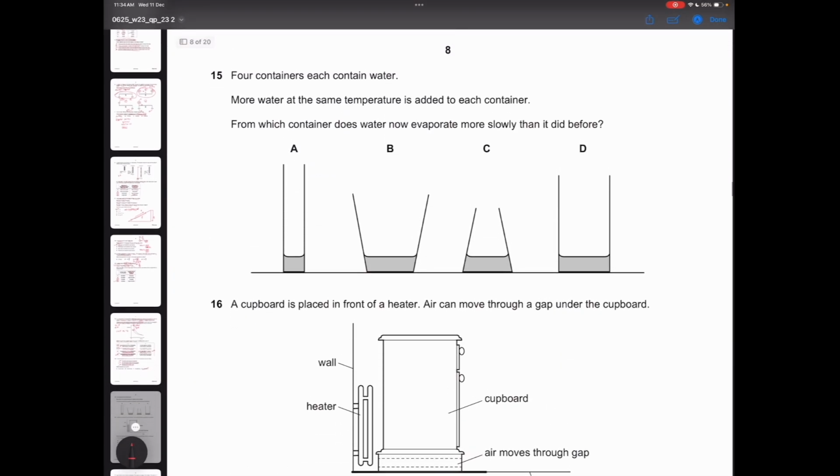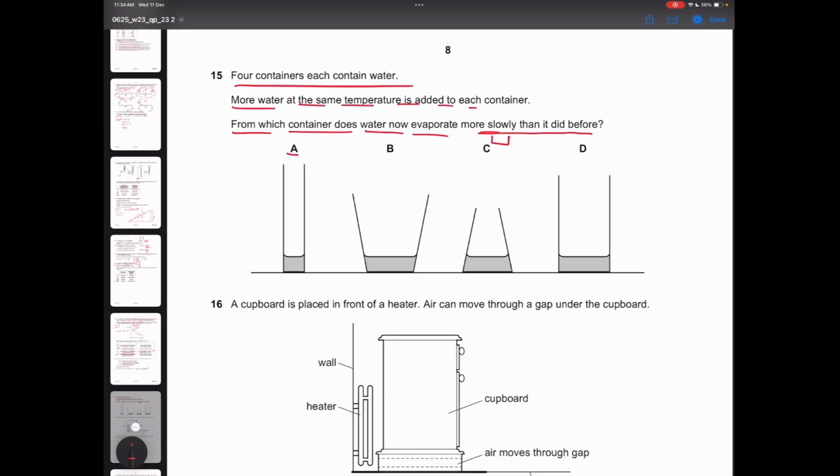Four containers each contain water. More water at the same temperature is added. So they're saying now we are adding more water. From which container does the water now evaporate more quickly? So more slowly, sorry, they're saying more slowly. Now this has something to do with the surface area. The more surface area you have, faster evaporation there will be, and the less surface area you have, less evaporation there will be. Now if you look at option A, it will stay the same.